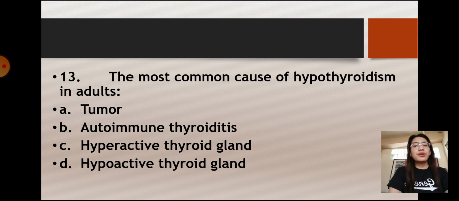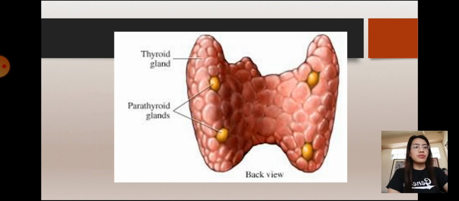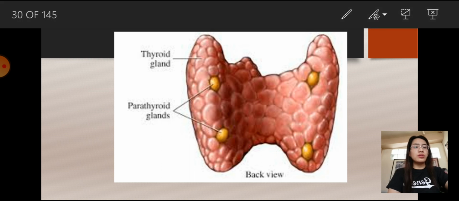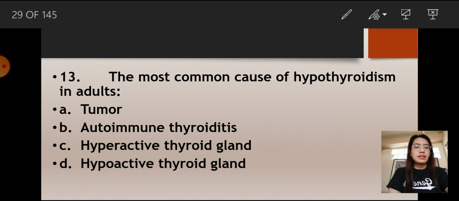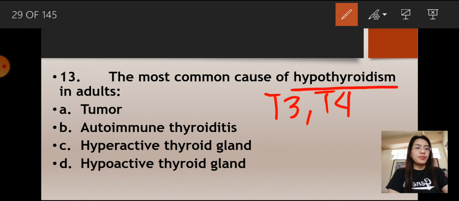13. The most common cause of hypothyroidism in adults. Anong pinaka-common cause? Hypothyroidism, ano nangyayari dito guys? Bumabagsak ang thyroid hormones, right? So, bagsak ang thyroid hormones ng patient dito. When we speak about thyroid hormones, that will be your T3 at saka T4. Responsible yan para sa ating metabolism. So, kung meron kang hypothyroidism, bagsak ang T3 at T4, metabolism mo mababa.